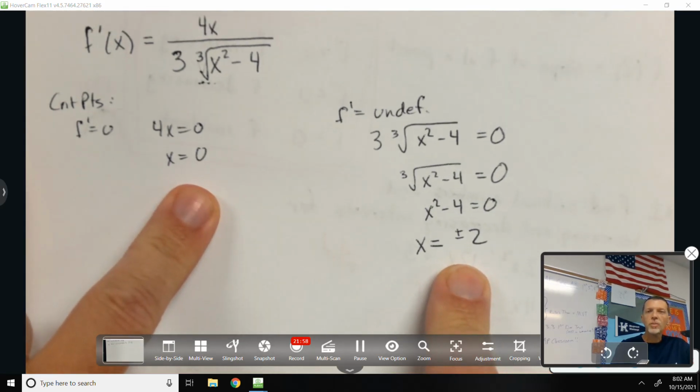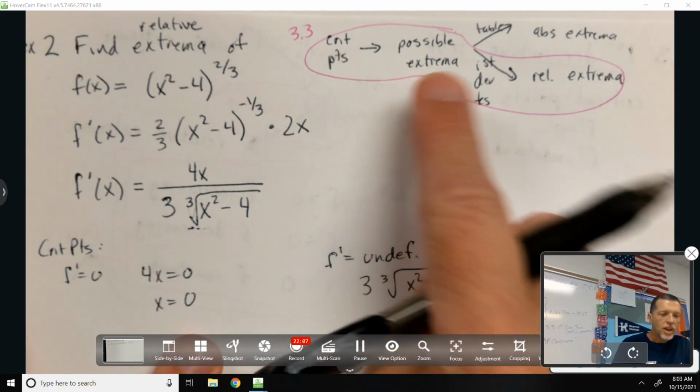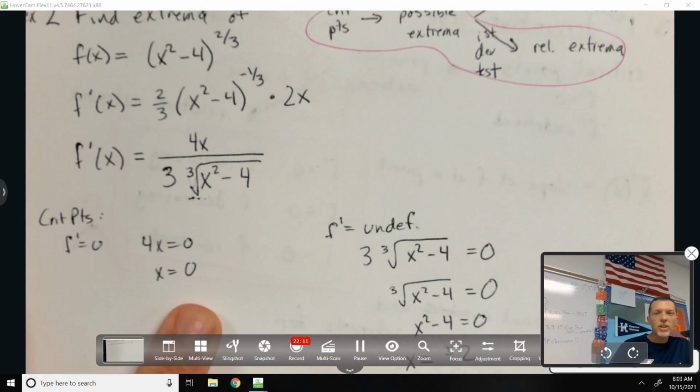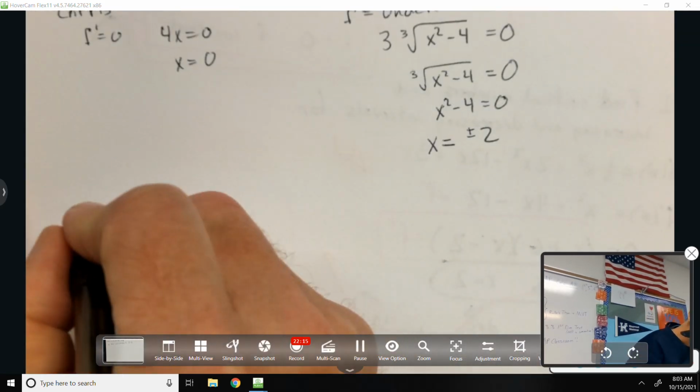Okay, these are long problems. This is why I wrote the roadmap up there. Critical points. For this problem, found them: 0, 2 and negative 2. Those are possible extrema. Now I'm going to do the first derivative test. So that's set up a number line and figure out increasing, decreasing for maxes and mins.